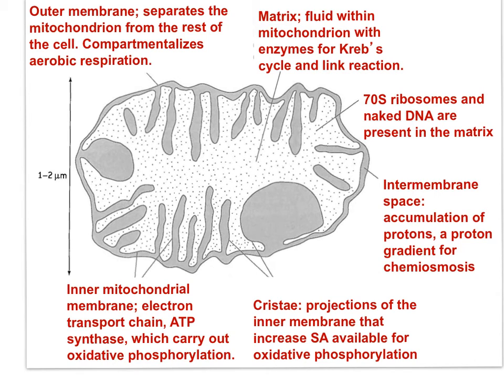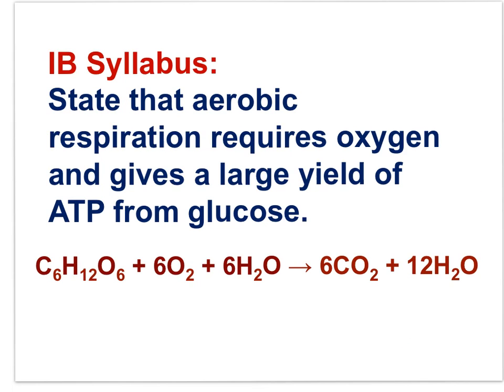HL students, you will see these terms again, but to introduce yourself more fully to them, you can spend some time studying this slide. Here is an IB syllabus statement that should be self-evident. State that aerobic respiration requires oxygen and gives a large yield of ATP from glucose. Notice that ATP is not a direct product of cell respiration. As I've mentioned, the energy released from cell respiration is the energy used to drive the synthesis of ATP. The role of oxygen is critical in the production of as much ATP as possible.